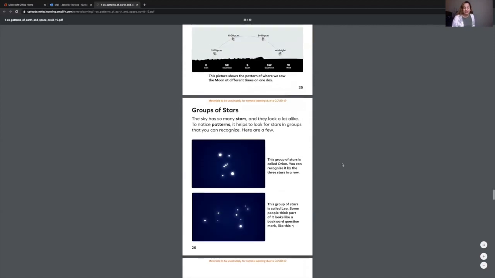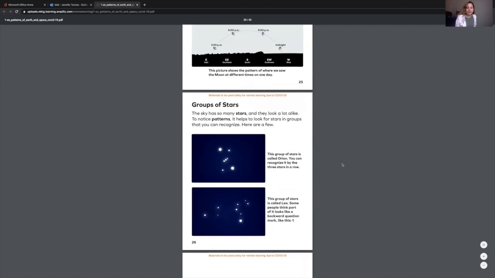So you'll get to come back and continue to explore the book by yourself. I want you to think of all the different patterns that you notice in the sun, in the moon, in the stars as you come back to look at the book.